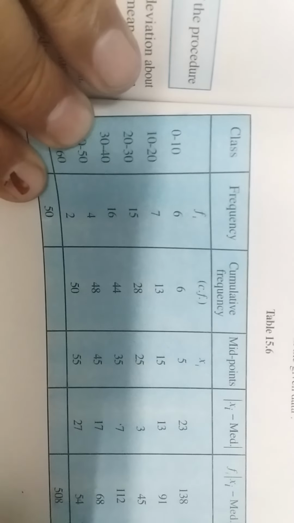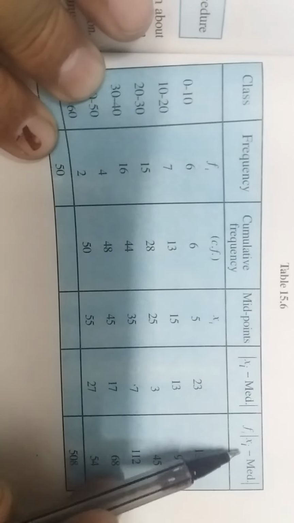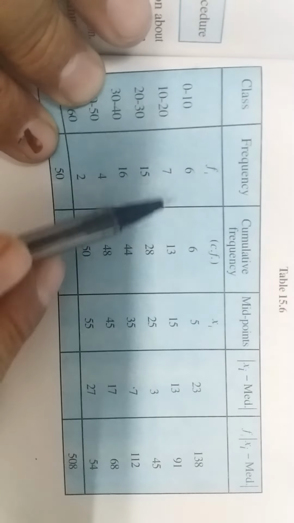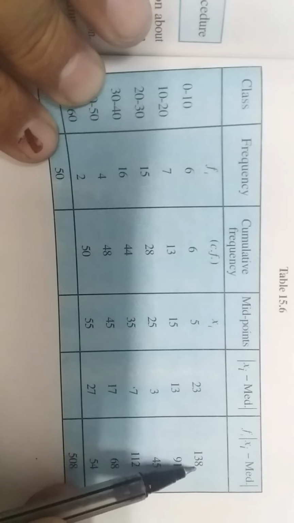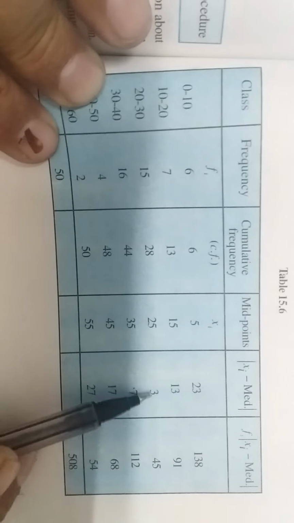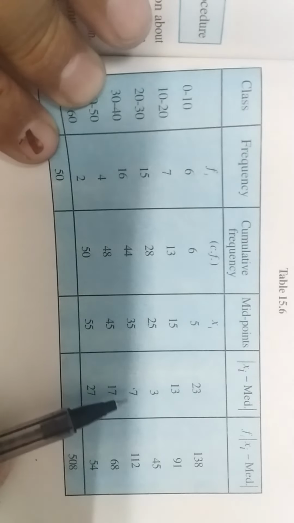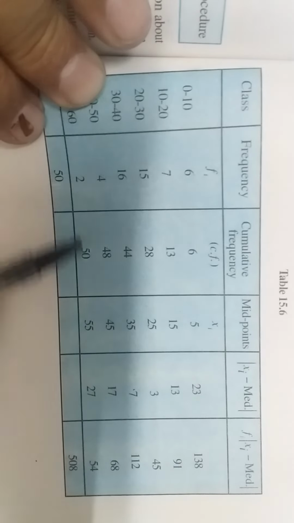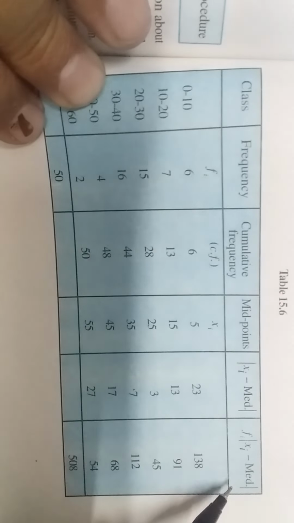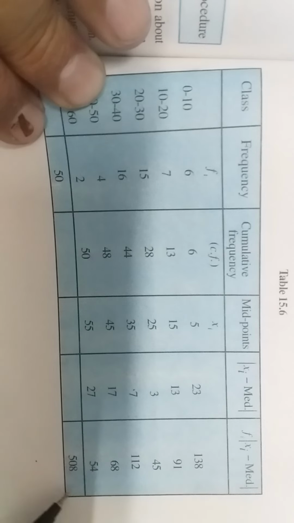So then we calculate fi times xi minus median. We have to multiply it by fi. 6 into 23, 138. 7 into 13, 91. 15 into 3, 45. 16 into 7, 112. 4 into 17, 68. 2 into 27, 54. Then again we will calculate sigma fi xi minus median. This value comes out to be 508.